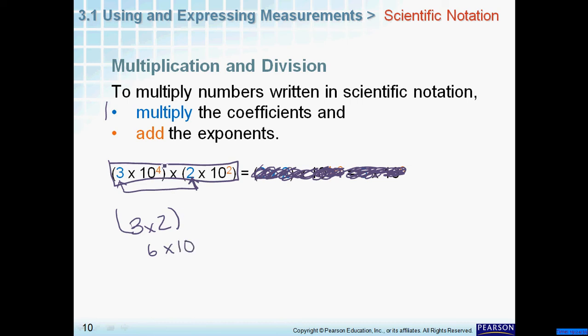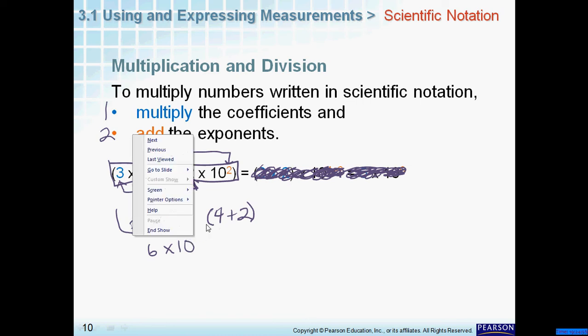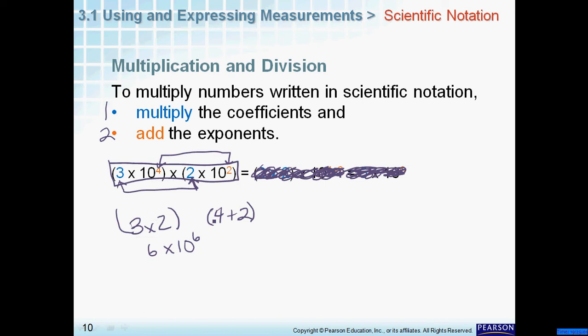It's my exponent that I have to deal with next. So this 4 and the 2 need to be added together. That's my second step, is to add the exponents. So 4 plus 2 is also 6. That's going to be my exponent. So 6 times 10 to the 6th.